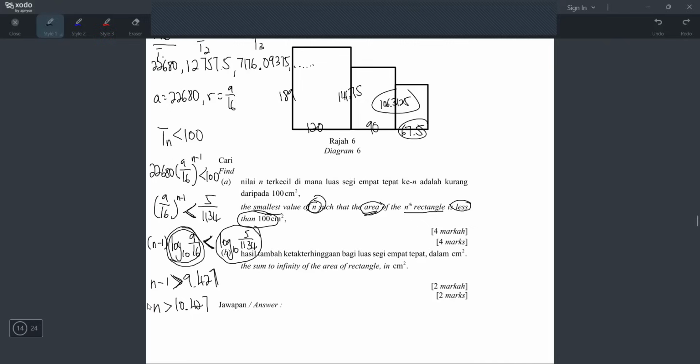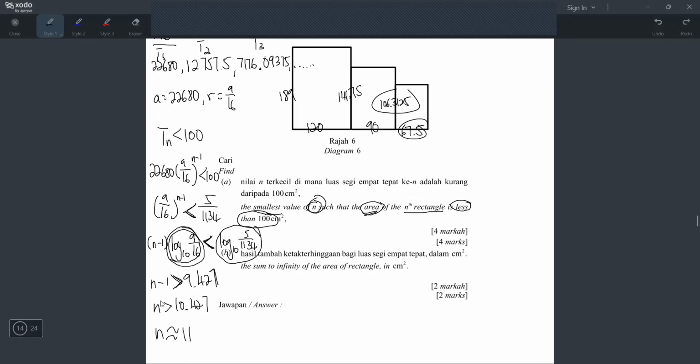But n cannot have decimal, cannot have negative, cannot have fraction, because n is like a ranking, like a position. First place, second place, third place. How can you get the 1.5th place? Cannot. There's T1, T2, T3, but there's no T1.5 or T negative, no such thing. So the n here, 10.427, I have to change to 11, right?